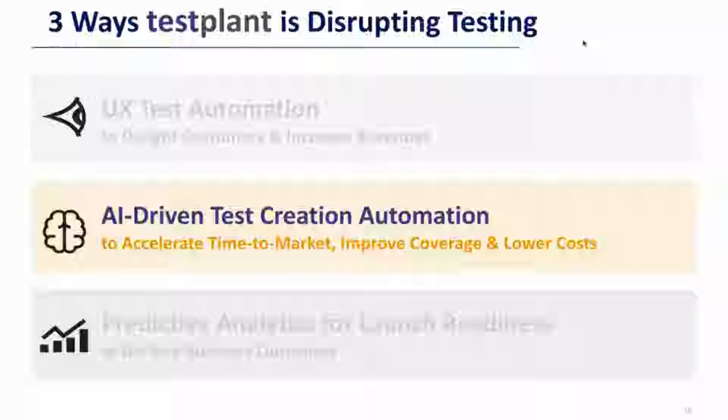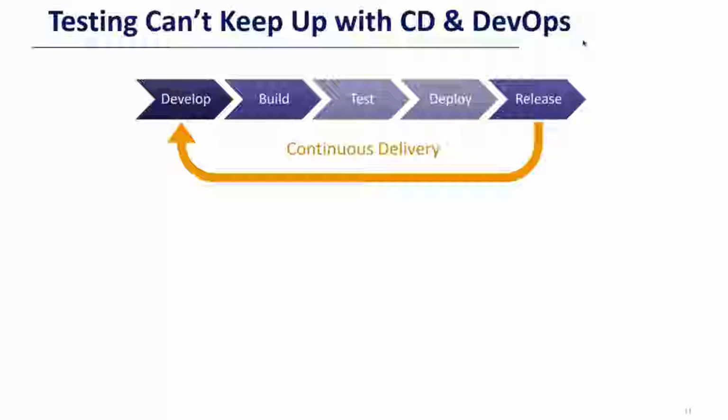Okay, so that was user experience test automation, and the idea is that you delight your customers and increase your revenue in doing so. Second area we're going to talk about in disruption is artificial intelligence driven test creation automation. In other words, using AI to automatically create tests for you. And that's all about accelerating your time to market so you get this disruption in the market before your competitors, you have a much better quality product, and you lower costs because you need less human intervention.